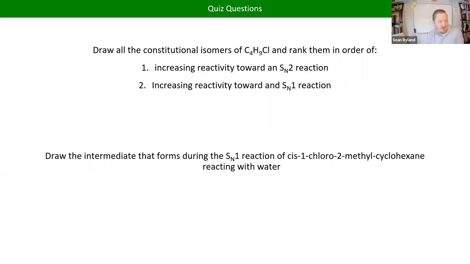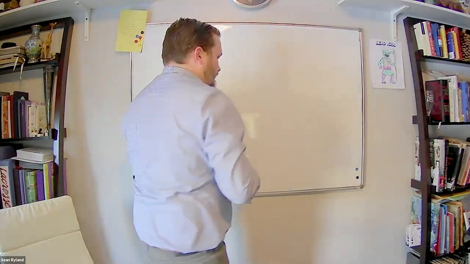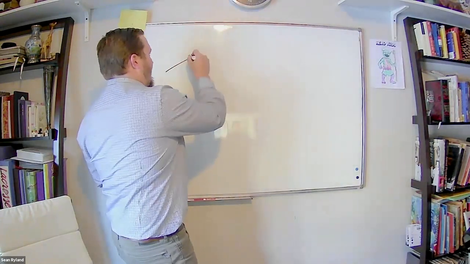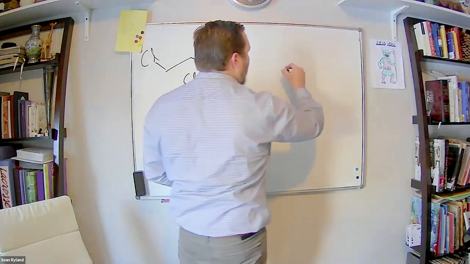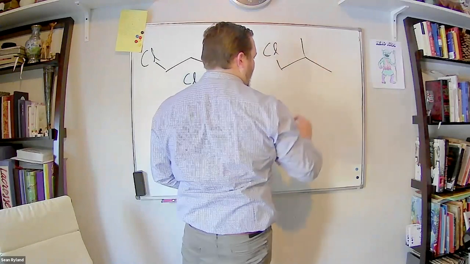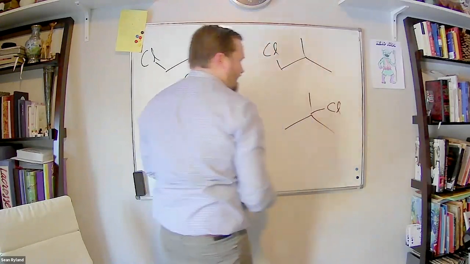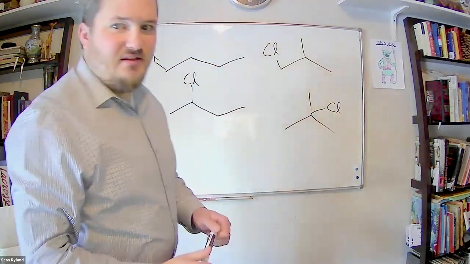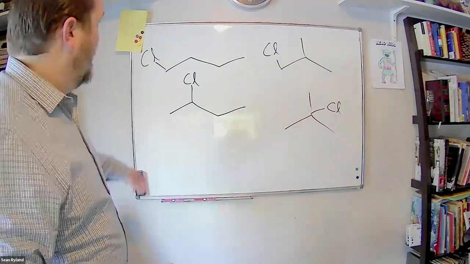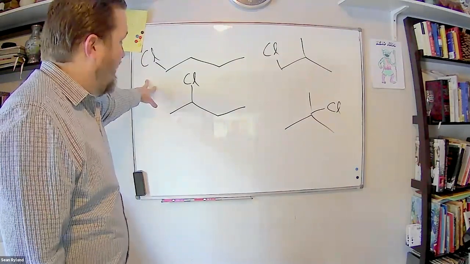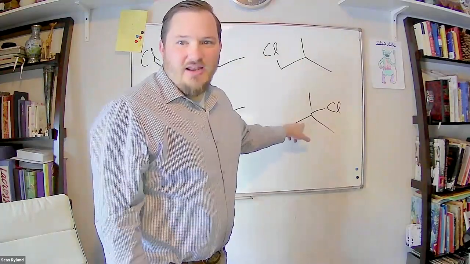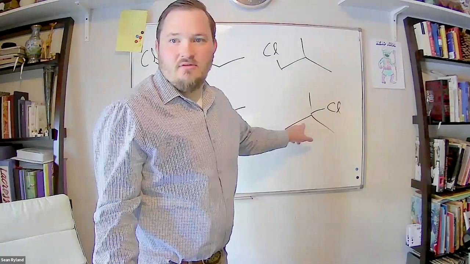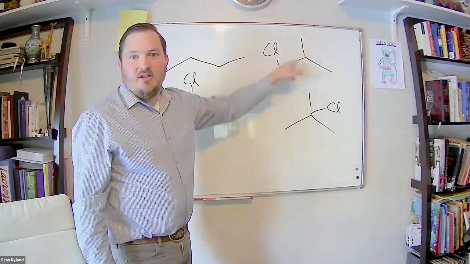When we look at the isomers of C4H9Cl and rank them in order of reactivity, our isomers were 1-chlorobutane, 2-chlorobutane, 1-chloro-2-methylpropane, and 2-chloro-2-methylpropane. The mistake that a lot of people made looking at this reactivity is you tended to group these two isomers together and these two together, when really what we should be looking at is primary, secondary, or tertiary. Where is the chlorine? It doesn't matter that this has a tertiary carbon if the chlorine is primary.